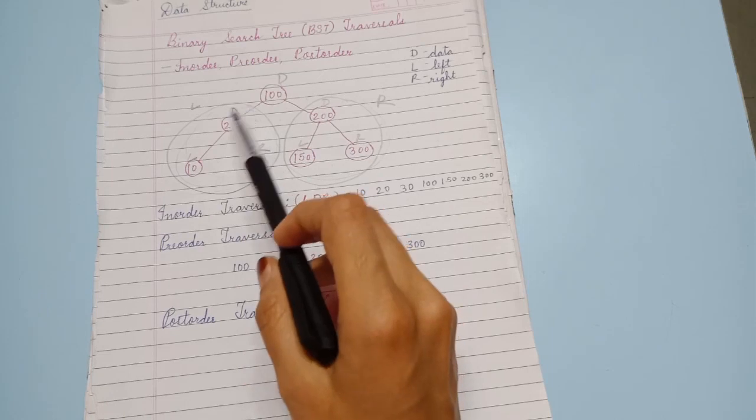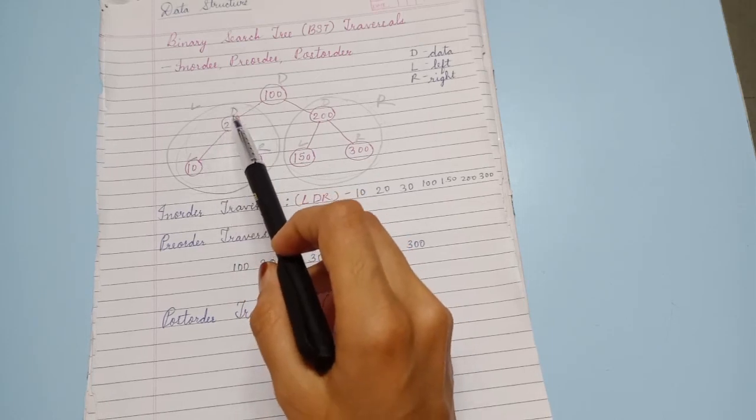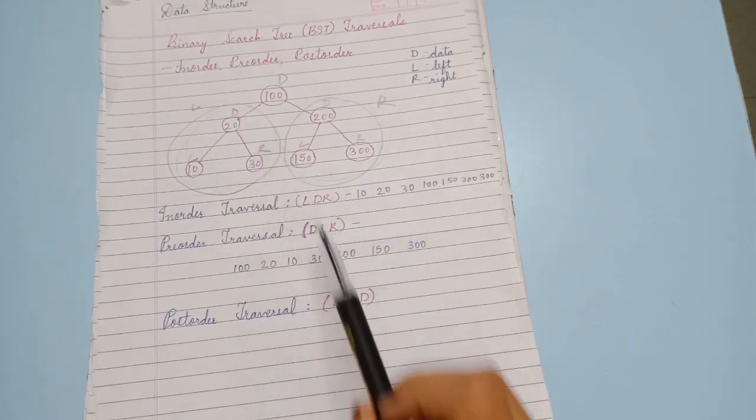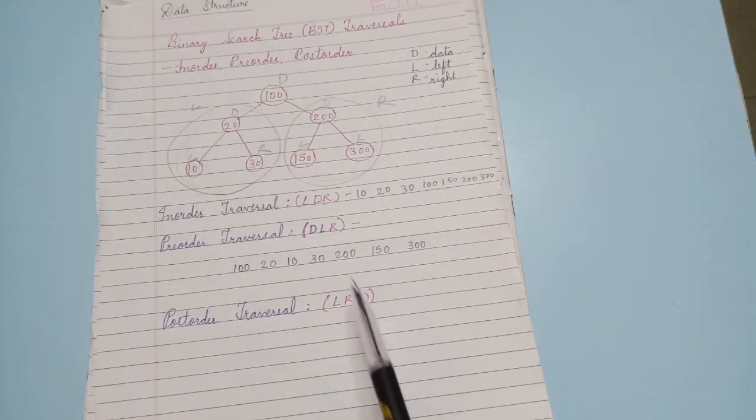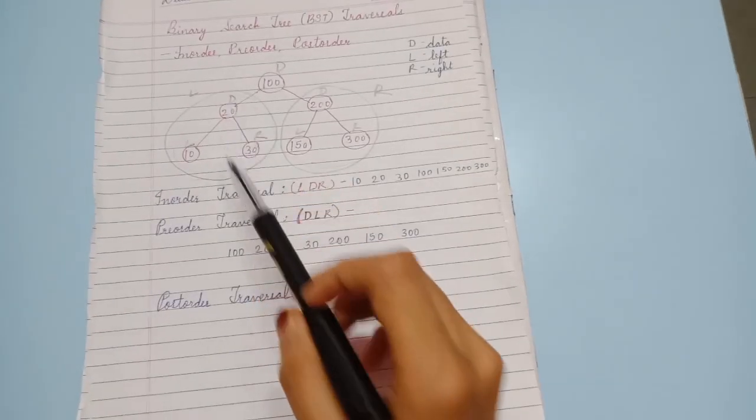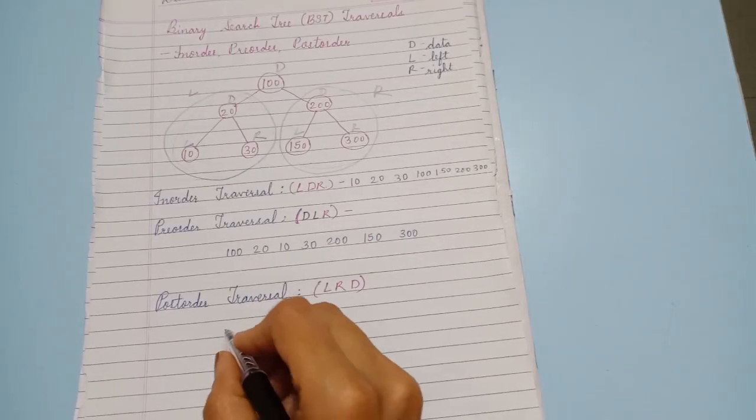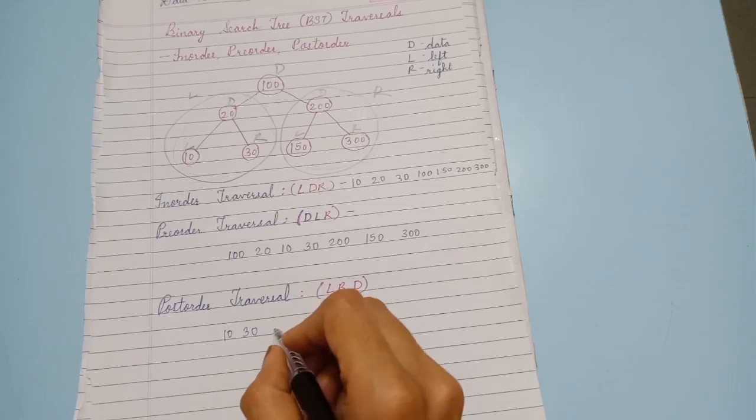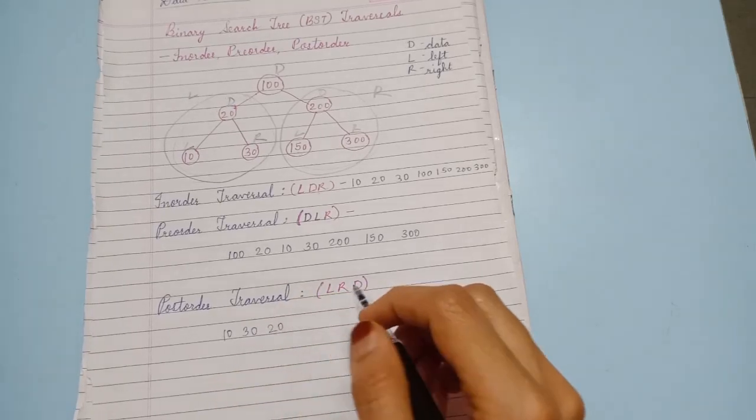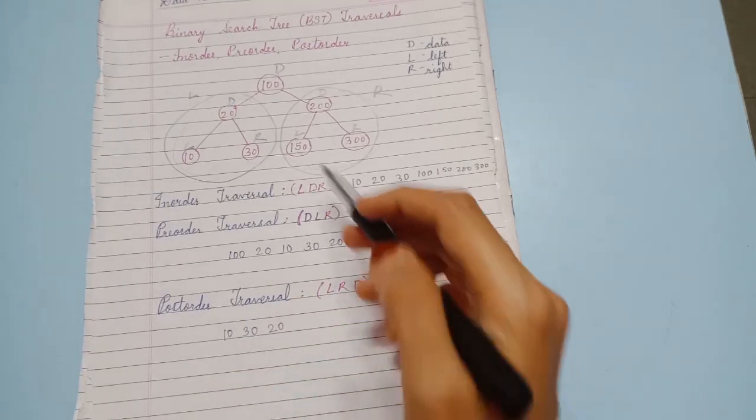In L there is a subtree. Again there is D, L, R. So it says go again L. We'll go L, R and then D. L, R, D. So we'll traverse 10, 30, 20.